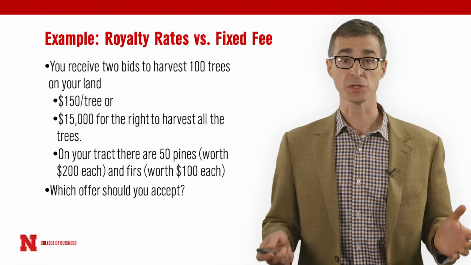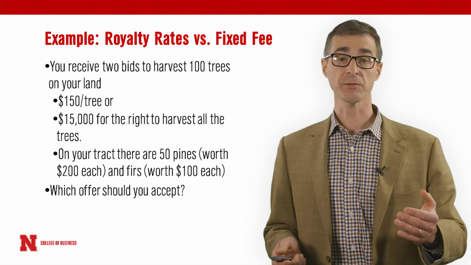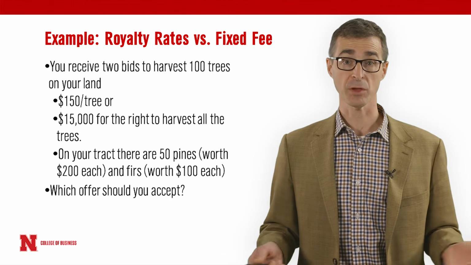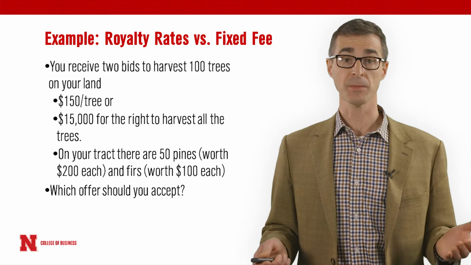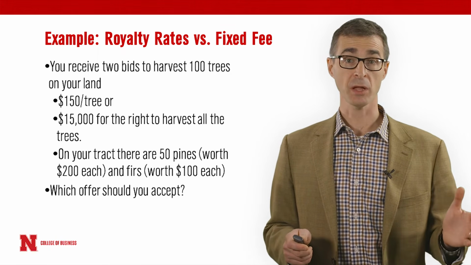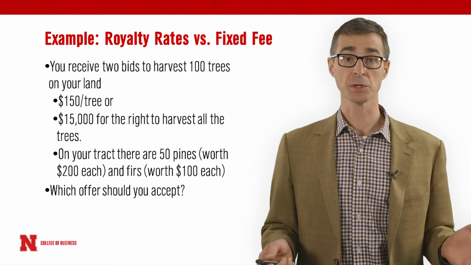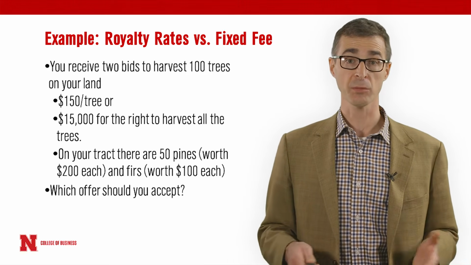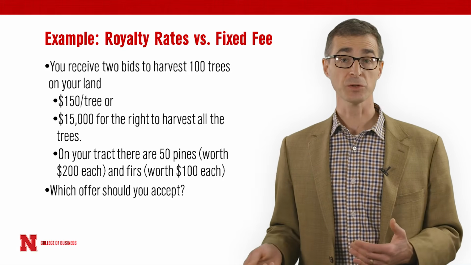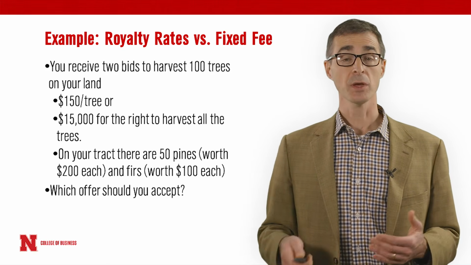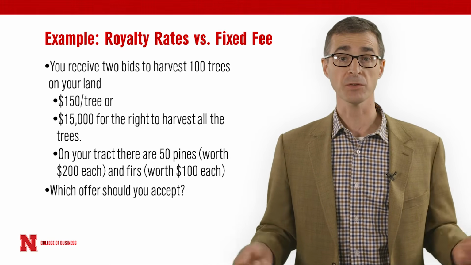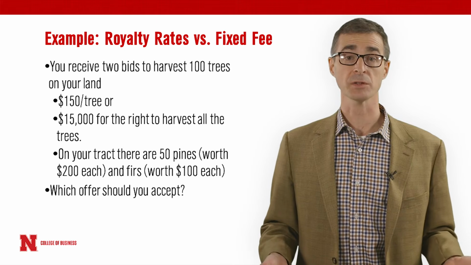Let's put ourselves in the shoes of the first bidder, who bid $150 per tree. The marginal cost is fixed for you. It's $150 per tree. Your marginal revenue for the pine trees is $200. You would certainly want to harvest those because you're harvesting a tree that's more valuable than the $150 that you have to pay. But for the fir trees, which are worth only $100, your marginal cost of $150 exceeds the marginal revenue. Obviously, your incentive would be not to harvest those.